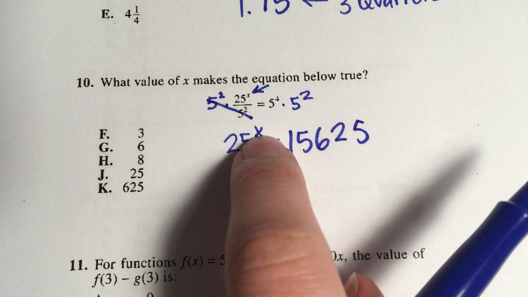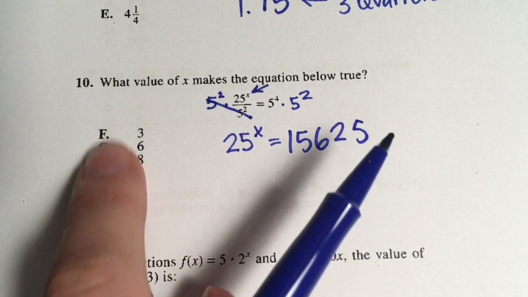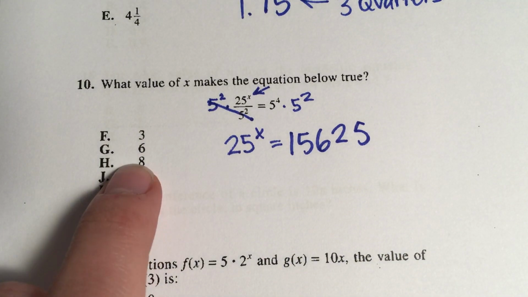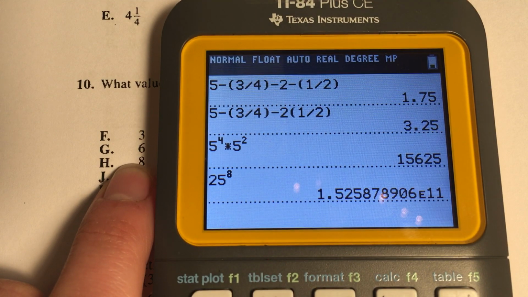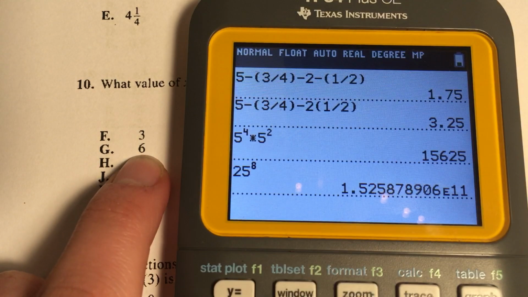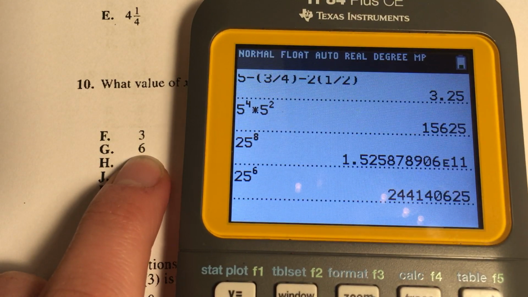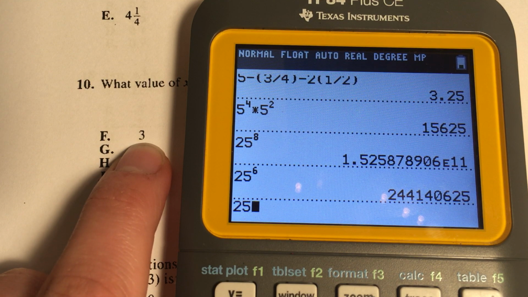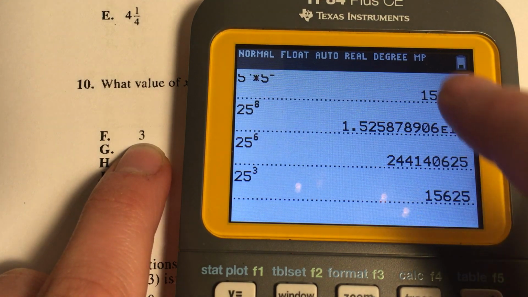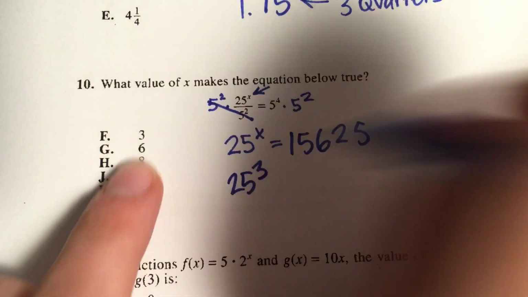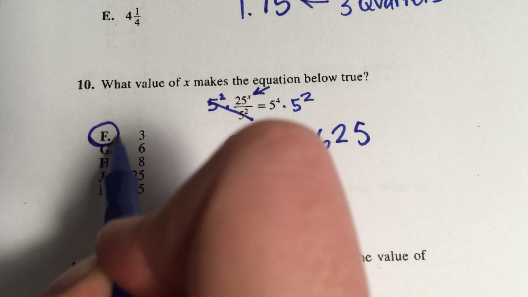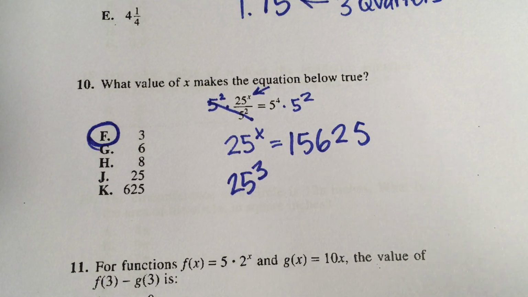And then I know this is 5 to the power of something, gives me this, so I can just check my answers here. So I'm going to start in the middle, so 25 to the power of 8. Whoa, that number is way too big. So I'm going to go down, 25 to the power of 6, it's still way too big, 25 to the power of 3. That number matches my original number that I was going for, so I know this is 25 to the power of 3, so my x is F. Sweet.